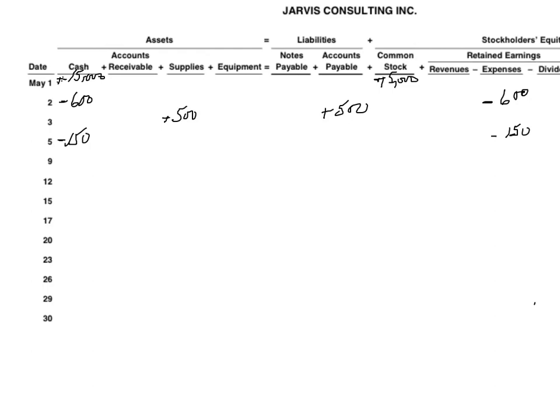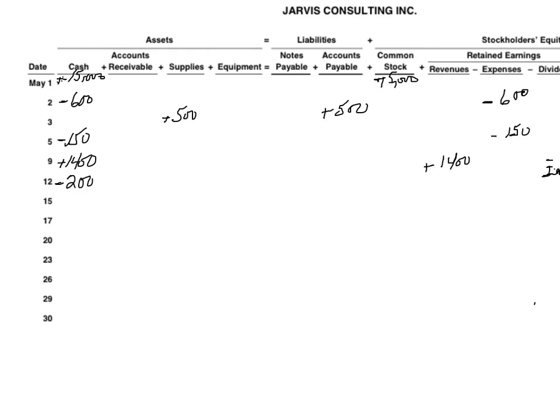Then I received $1,400 for services provided. So May 9th, services provided right off the bat. You put plus $1,400. And I got cash, so my cash goes up $1,400. On the 12th, I paid $200 in dividends. So I would have paid by cash, so negative $200. And over here, dividends, negative $200. Kind of running out of room there, but negative $200 over here anyway.